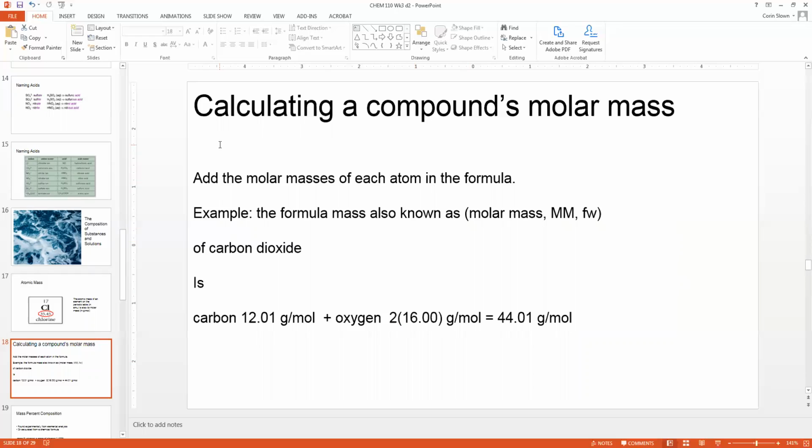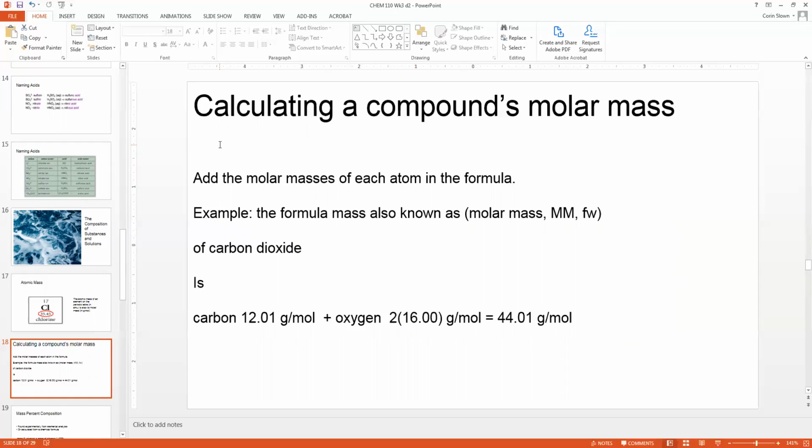When you're calculating a compound's molar mass, we want to make sure that we add the molar masses of each atom in the formula. So for example, the formula mass could also be known as the molar mass, capital M, or FW, which stands for formula weight. And we can practice calculating an example.